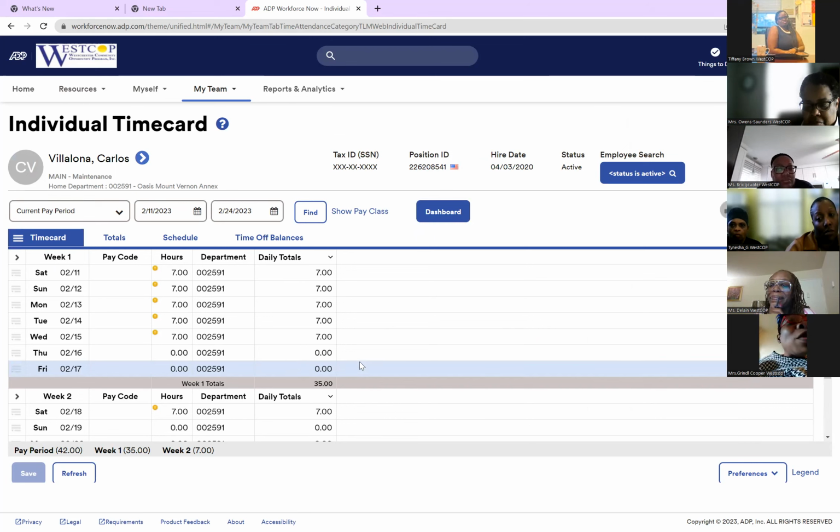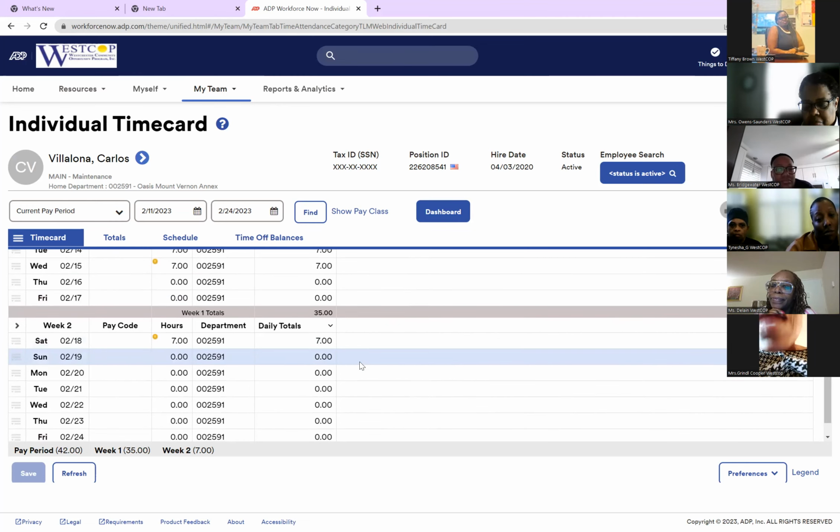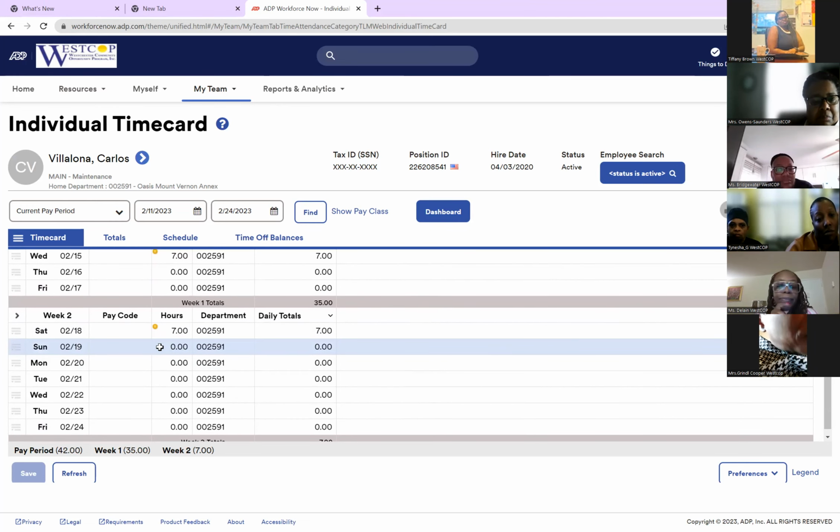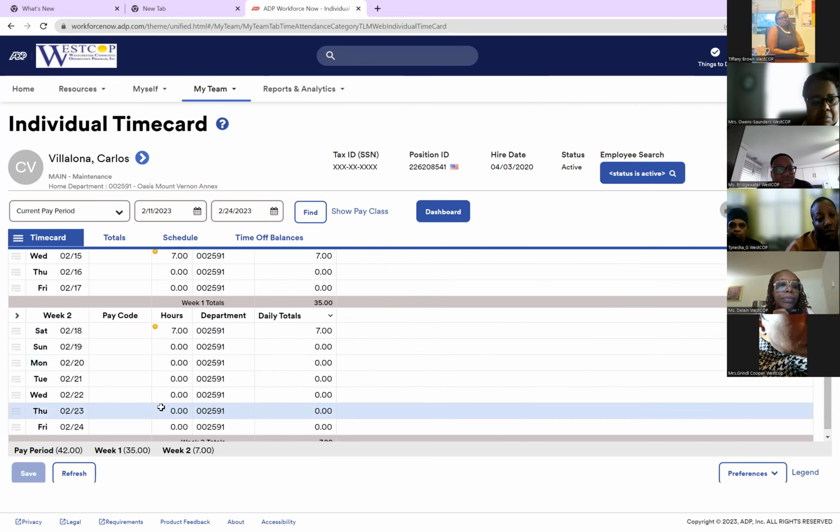Well, he worked all of the days, so the last 4 days he was suspended, but it's not allowing me to put it in the system. So the last 4 days, so for the 19th, so for which days?